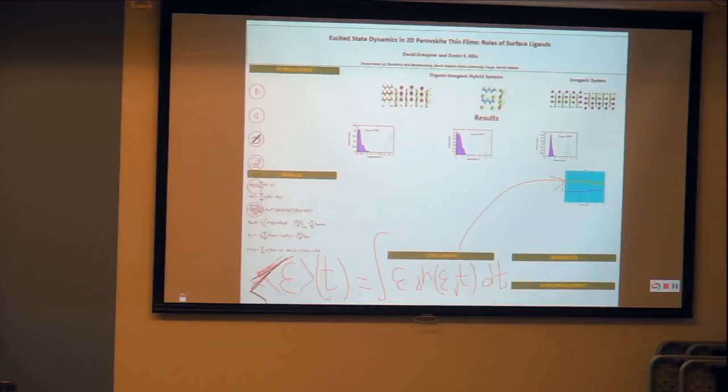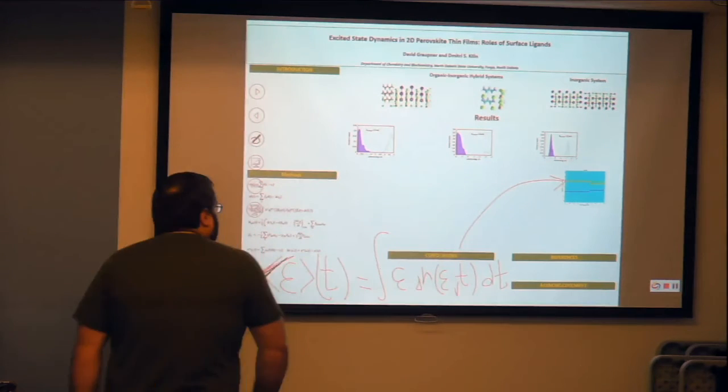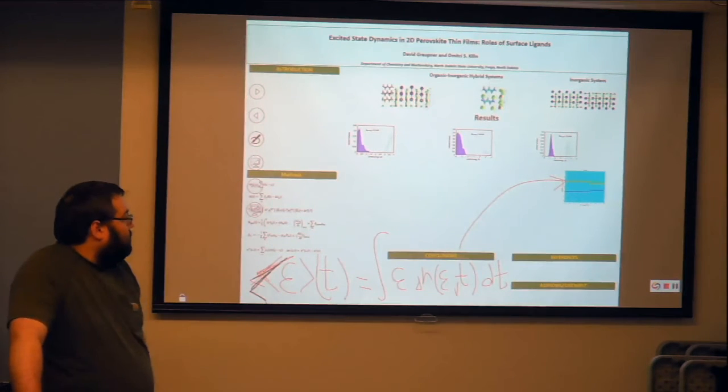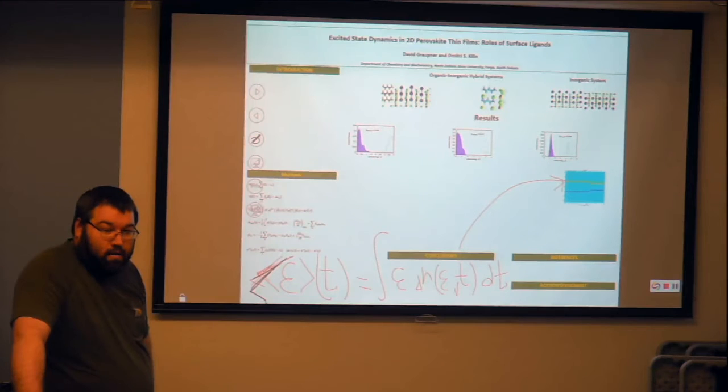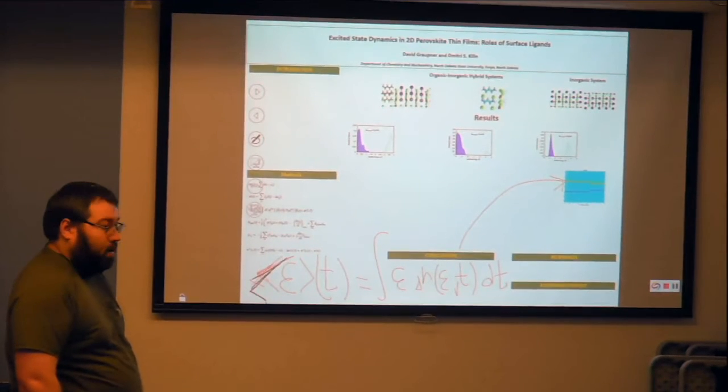So, what are the conclusions? Because we need to give time to other group members. In conclusion, we see that increasing the size of the perovskite layer increases the band gap, which is the expected result, and that the totally inorganic system... that's a relatively quick message.